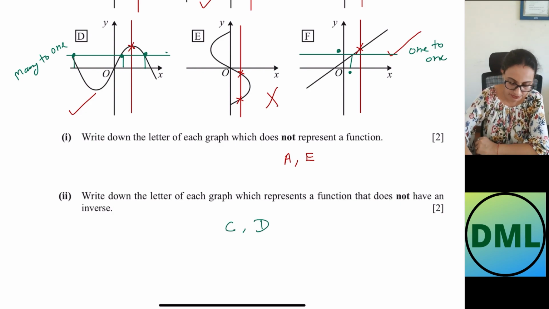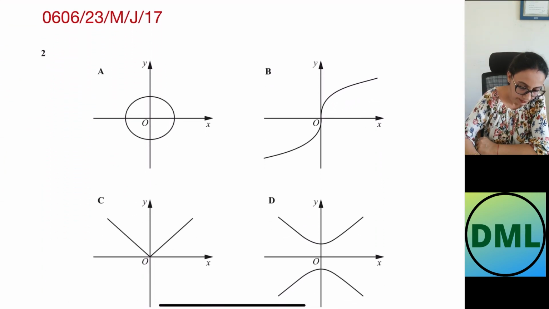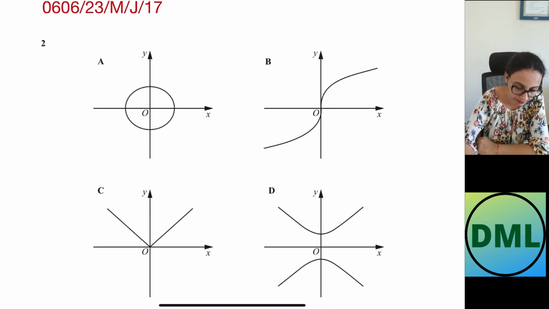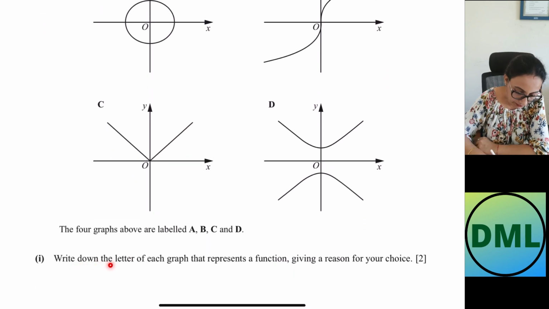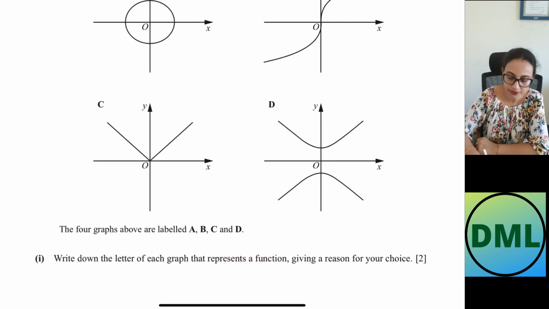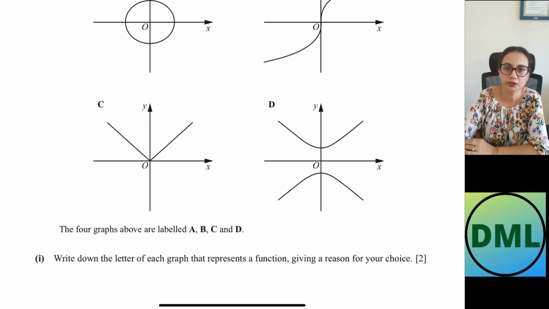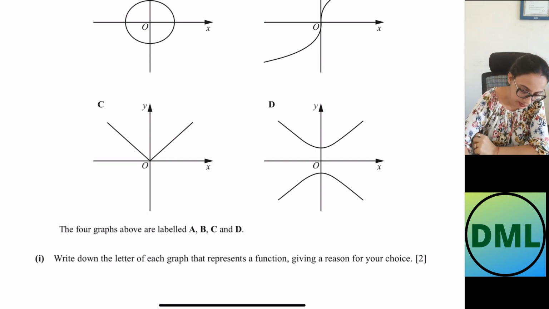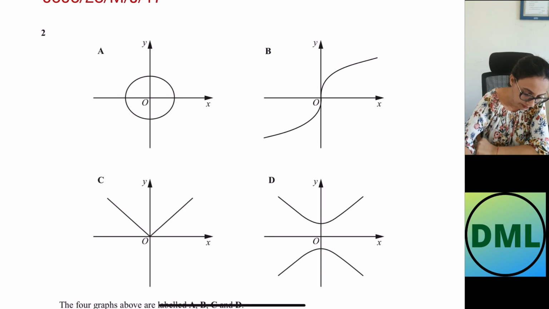Let's see one more question. This is my question. Again, we have a graph in front of us. What is he asking us? Write down the letters of each graph that represents a function, giving a reason for your choice. For that, we need to plot a vertical line. Let's plot the vertical line on the first graph. It cuts the graph at 2 points. So this is not a function.